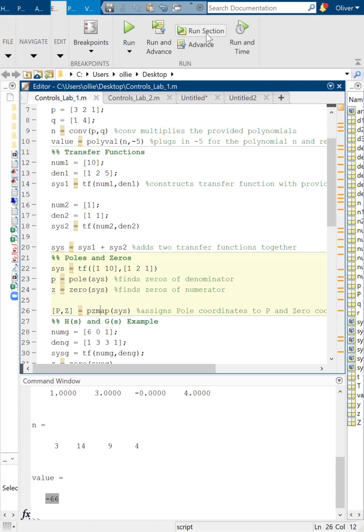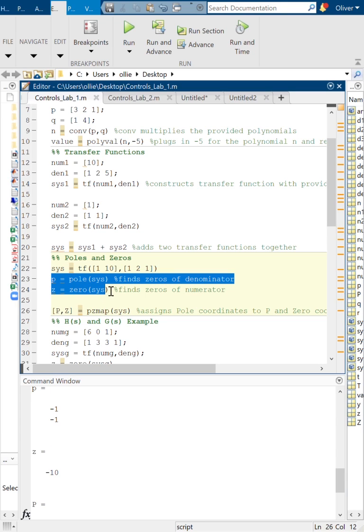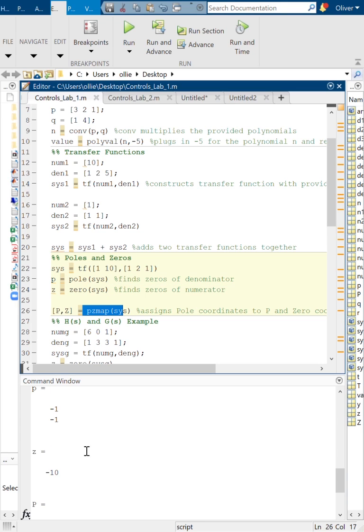So if we run this code, we'll see that lowercase p and z are -1, -1, and -10. So that's these two lines here. But if we use pzmap, we get the same thing for uppercase P and uppercase Z.